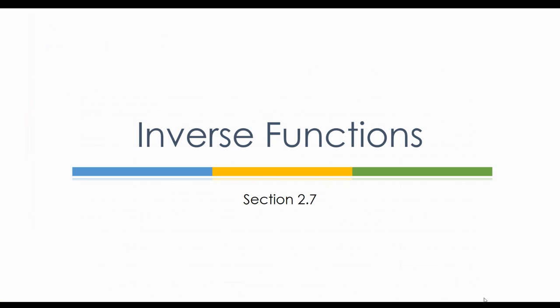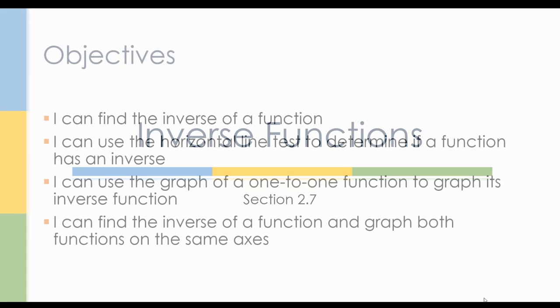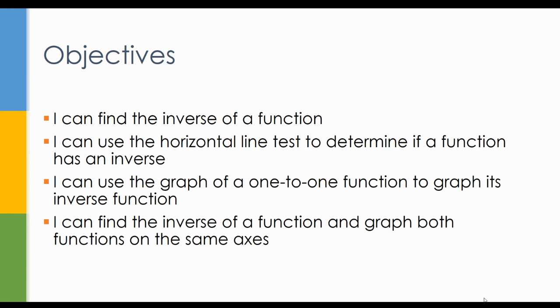All right, so let's talk about inverse functions still. So we're still in section 2.7. Today we are going to find the inverse of a function. We're going to use the horizontal line test to determine if a function has an inverse. We can use the graph of a one-to-one function to graph its inverse function. And we're going to find the inverse of a function and graph both functions on the same axis.